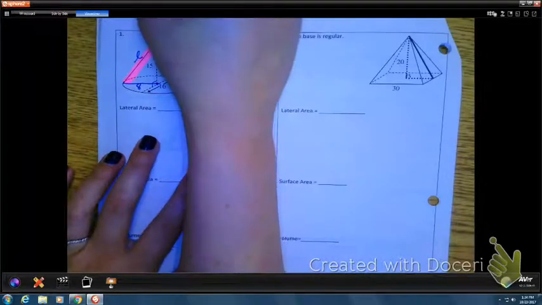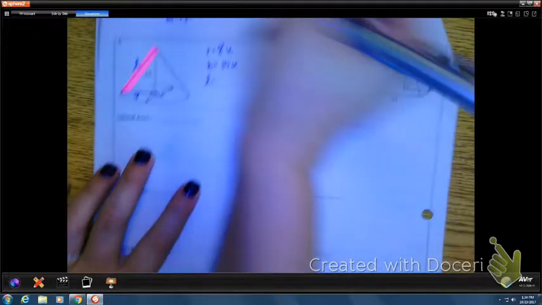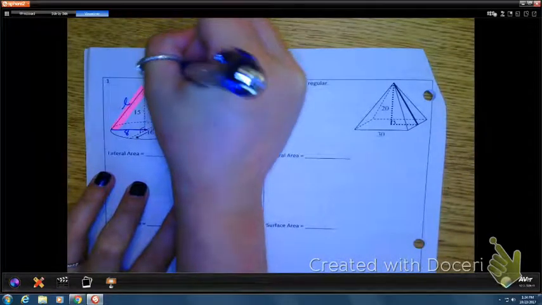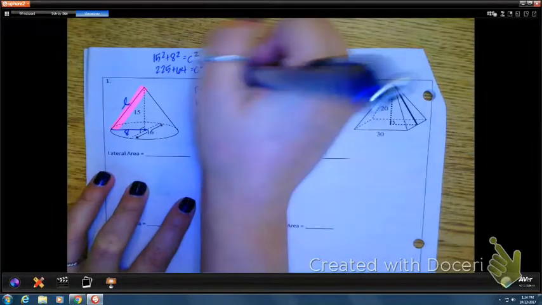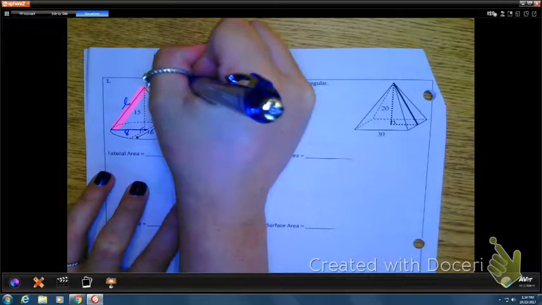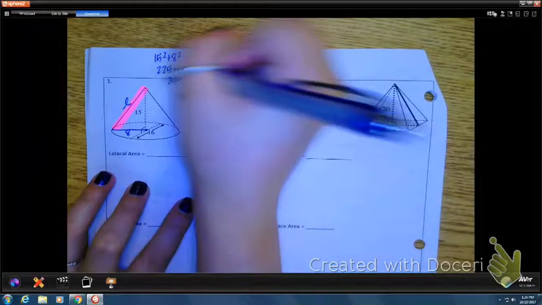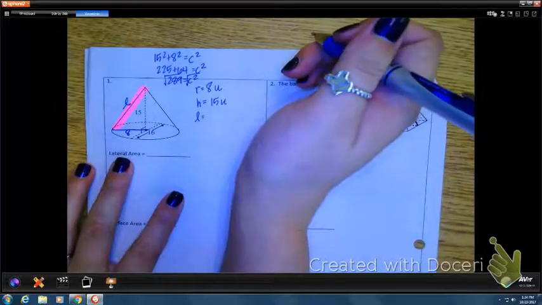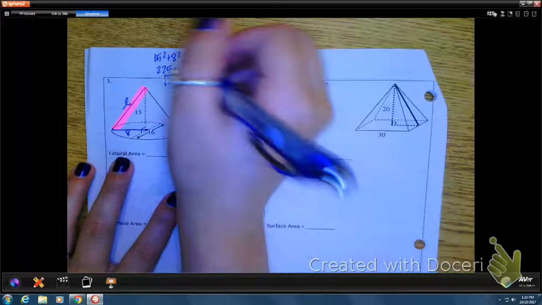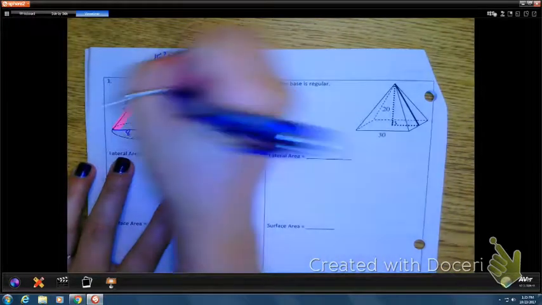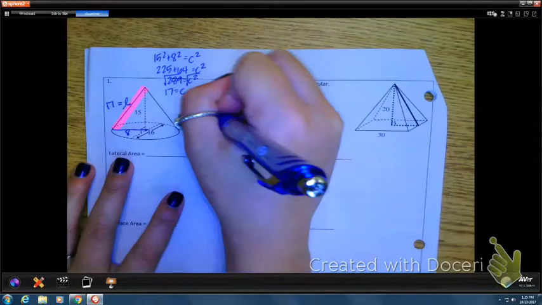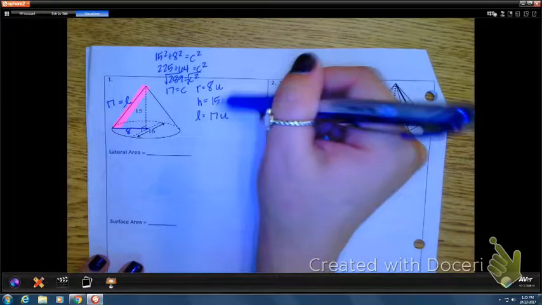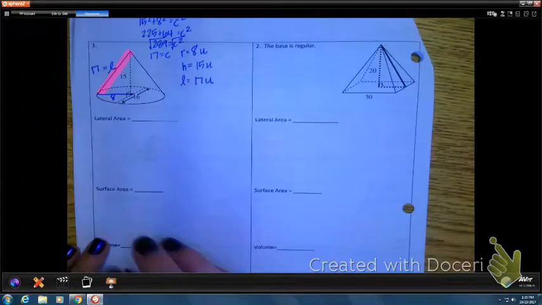So now we're just using the Pythagorean theorem to solve for our slant height, which is the hypotenuse. So you have 15 squared plus 8 squared equals c squared. 225 plus 64 equals c squared. 289 equals c squared. Square root, and you get 17 equals c. So our slant height is 17 units. Doing this work at the beginning will make your life easier when you start solving for lateral area, surface area, and volume.